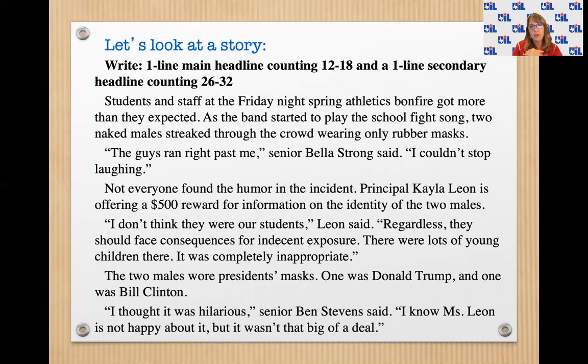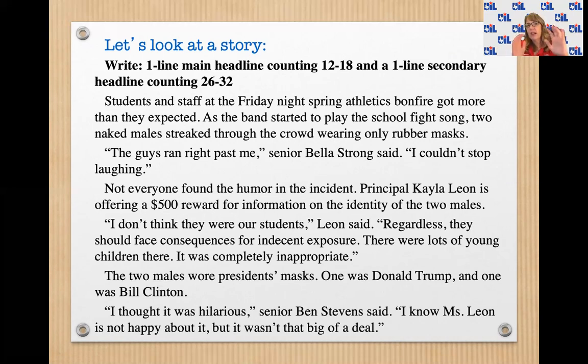I don't think they were our students, Leon said. Regardless, they should face consequences for indecent exposure. There were lots of young children there. It was completely inappropriate. The two males wore presidents' masks. One was Donald Trump and one was Bill Clinton. I thought it was hilarious, Senior Ben Stevens said. I know Miss Leone is not happy about it, but it wasn't that big of a deal.